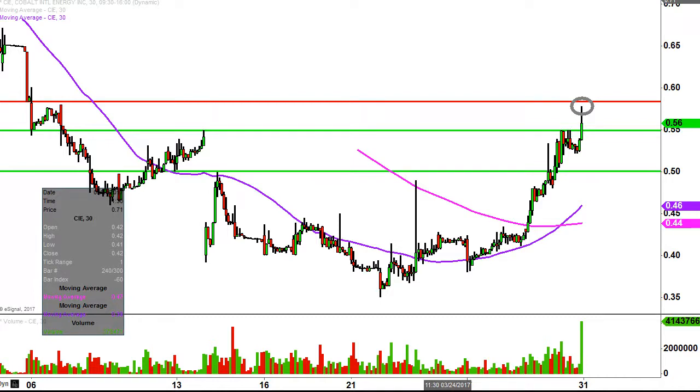All in all, though, as long as the price keeps on putting in these higher lows like it's been doing, the long-term chart's going to continue to take care of itself.